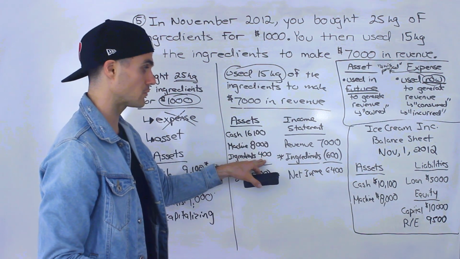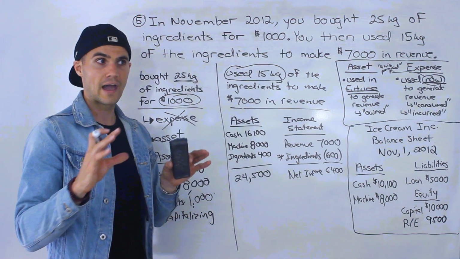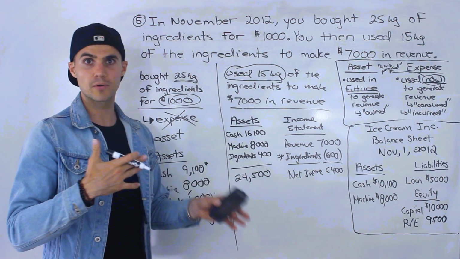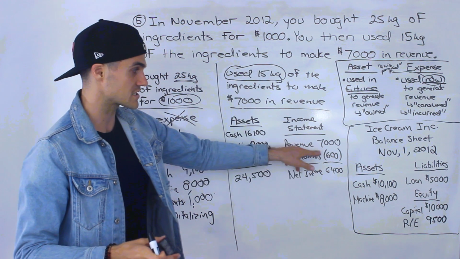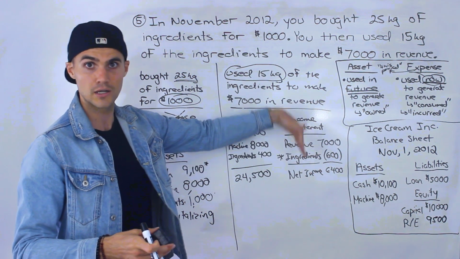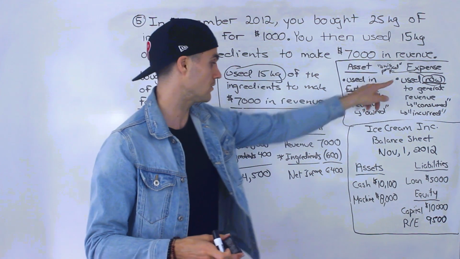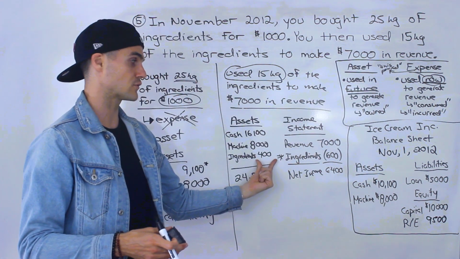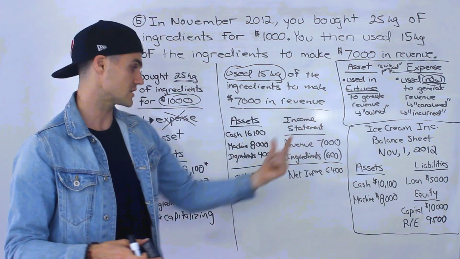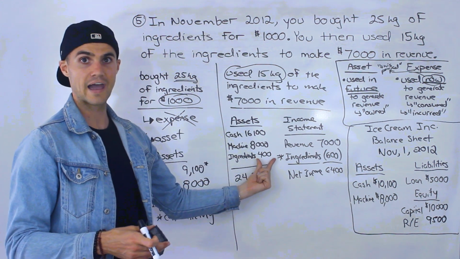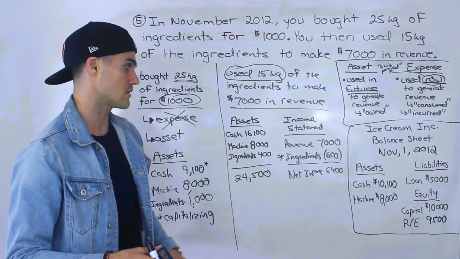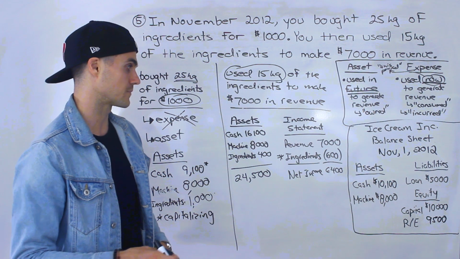Right? So notice that, again, only 60% of these ingredients that we bought were able to be expensed. And then the 400, remember how I mentioned we don't know how much of the ingredients are going to be used up in which periods? Well, now we know 600 was used up in this period in November, so we could expense that amount because it was used now. And then this 400 is left, which is going to be used in a future period, so we have to keep that as an asset on the balance sheet.